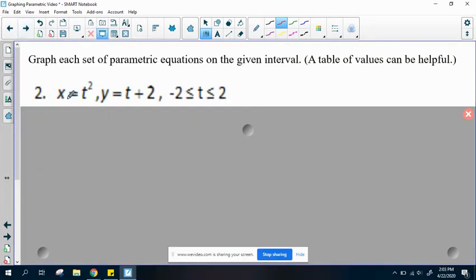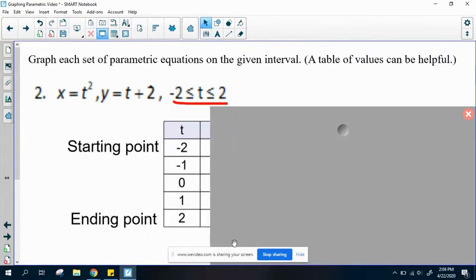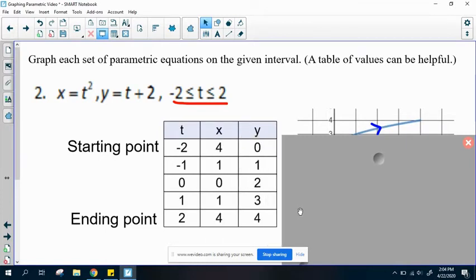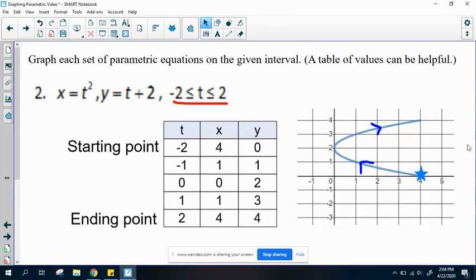So you'll notice we have x being t squared and y being t plus 2. Now we have a different restriction on t values, from -2 to 2. So again, what we can do is make a t, x, y table, and I can start plugging in values. If I were to take the time to do that, I would end up with these values. And then if I were to plot them, I would get this graph.